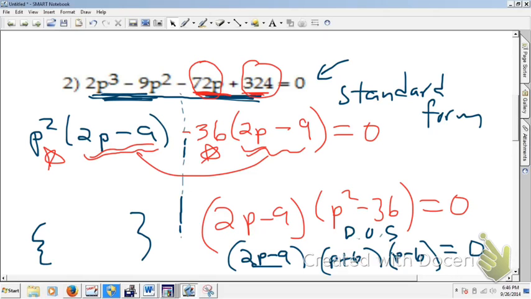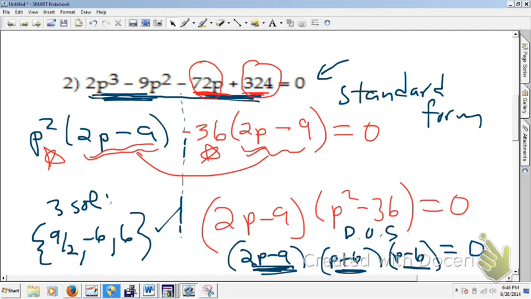You can do that by inspection. You might be getting good now where you see that's 9 halves, negative 6, and 6. So 3 solutions. Or like I said last time, you can physically set this factor and this factor equal to 0 and solve. Because it's equal to 0, you're using the zero product property that any of those factors could be 0.